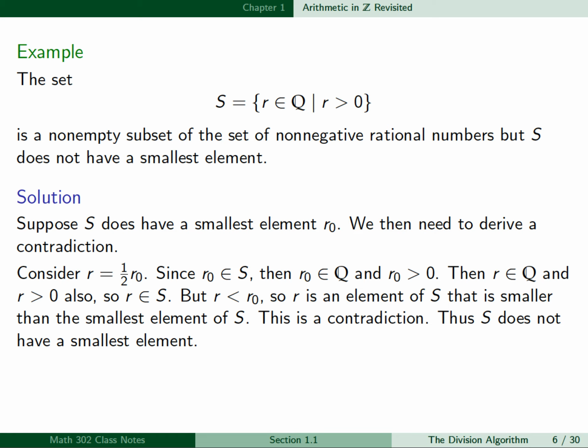And thus our result is true. S does not have a smallest element. So that tells us that the conclusion of the well-ordering axiom doesn't apply when we're looking at rational numbers. It's a very special property of the set of non-negative integers.